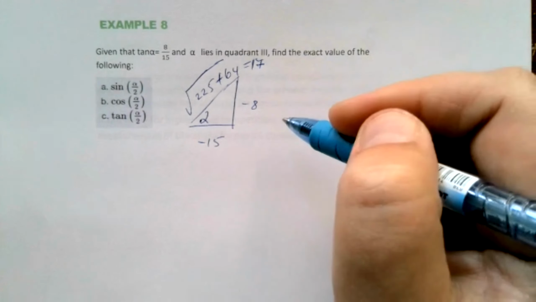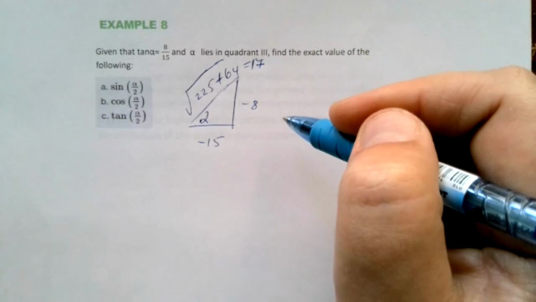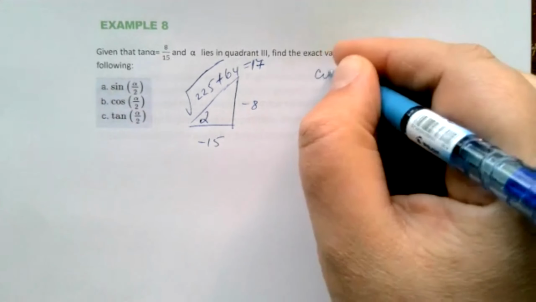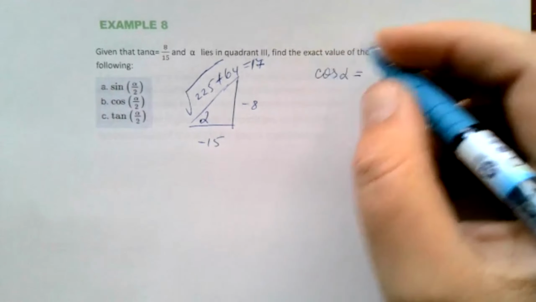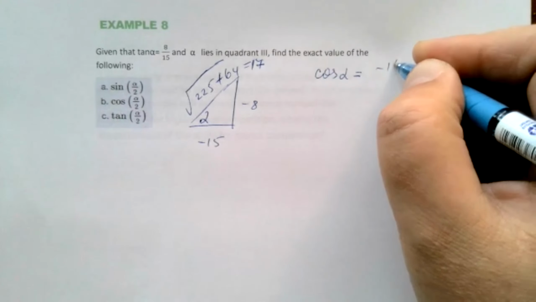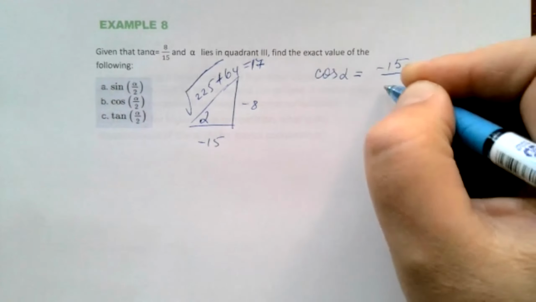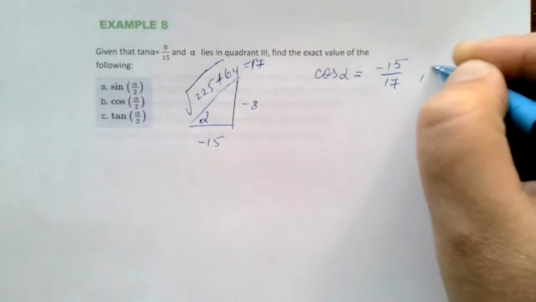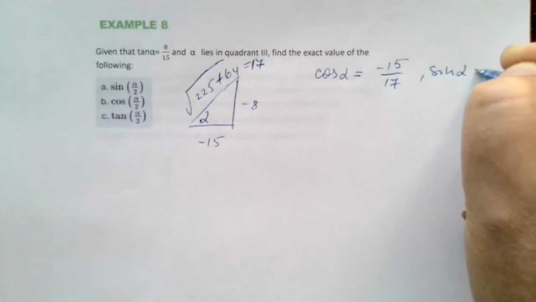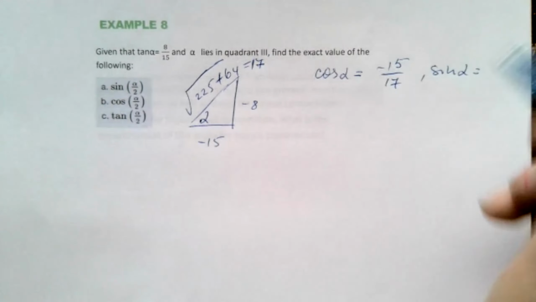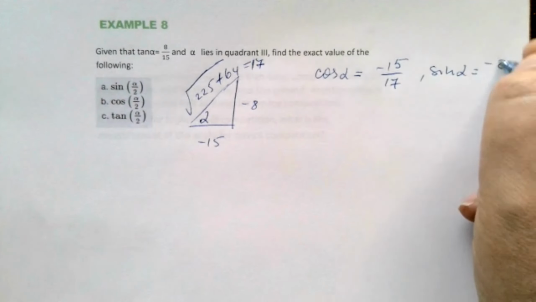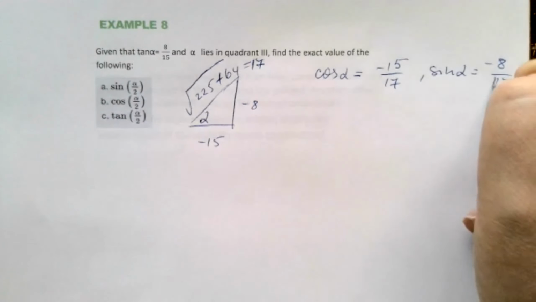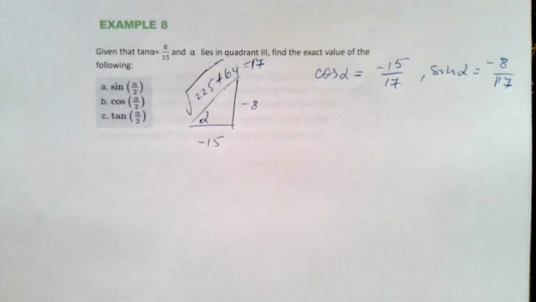So from here, we can find that the cosine of alpha is going to be -15 over 17, and the sine of alpha is -8 over 17. I don't know if we'll need it, but we have all of the values.